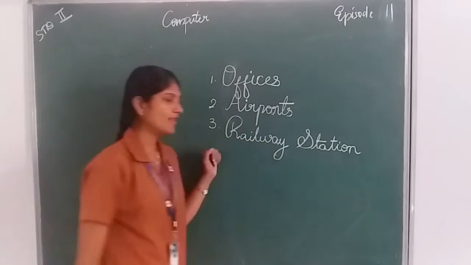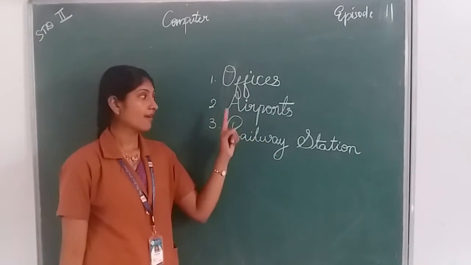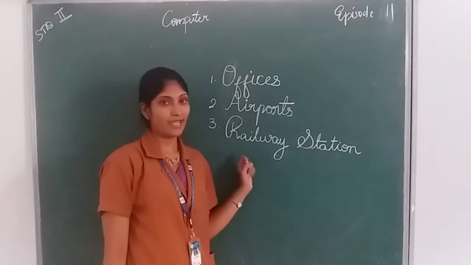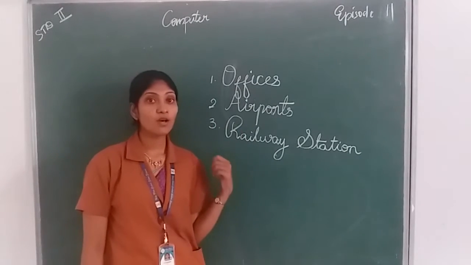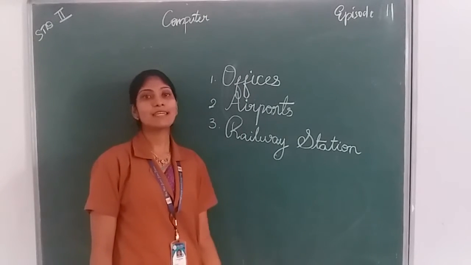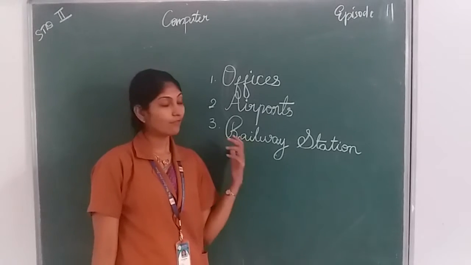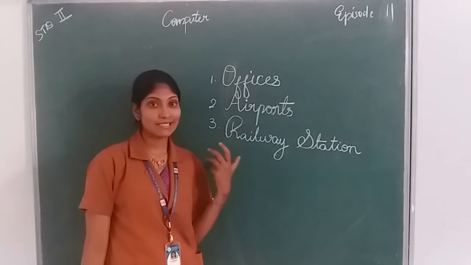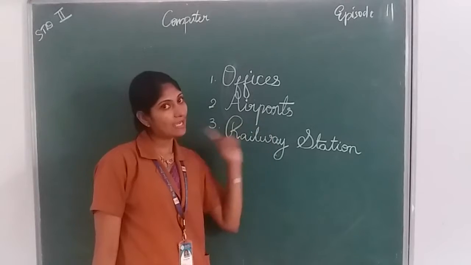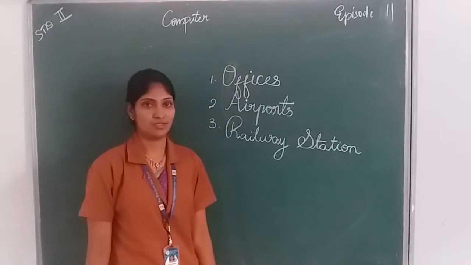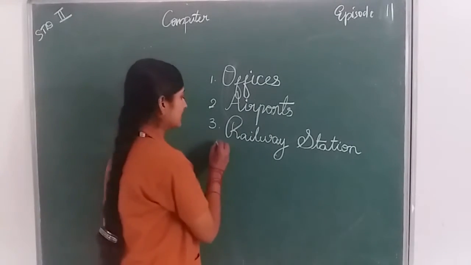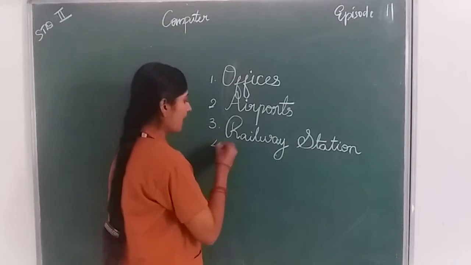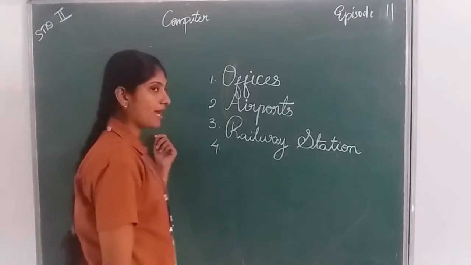So, what is the use of computers at railway stations and airports? For booking of tickets. So, we know we can book tickets from airports or railway stations. Then, next place, bank. Then, what is the spelling of bank?